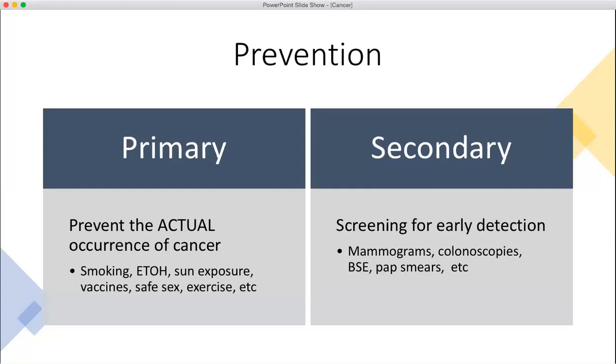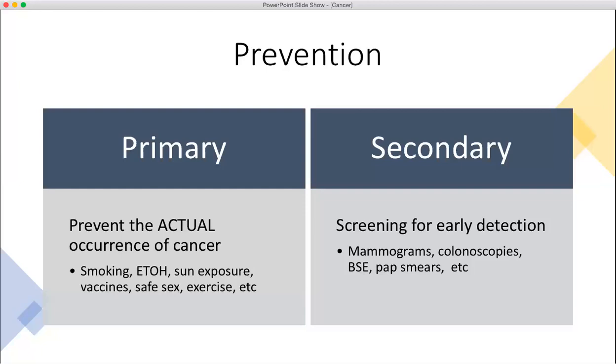Anyway, the primary is we're preventing the actual occurrence of cancer, whereas secondary is we're screening for early detection. So we've recognized that a person might be at risk. Oftentimes it's lifestyle or behaviors, as well as age, right? We know that, like I said earlier, the increased age leads to increased risk for development of cancers. So we screen. That's why women of the age of 40 and over will get screening for mammograms. It gives us a baseline, right? Even if a woman's not experiencing any type of problems, we get that baseline.